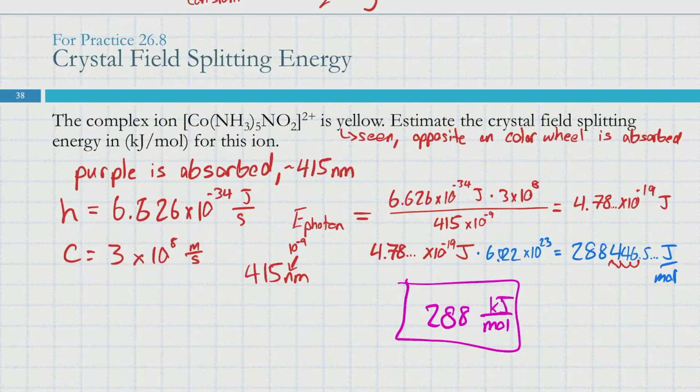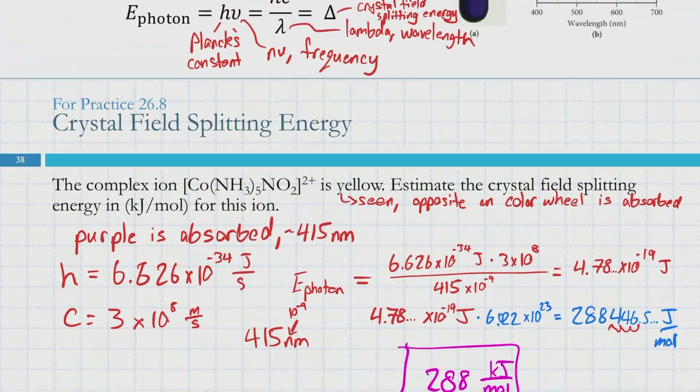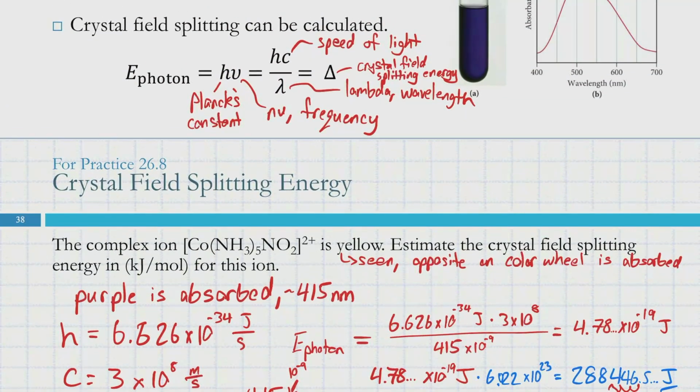Questions? Why does the 3 times 10 to the 8 go on top, not the bottom? The 3 times 10 to the 8 goes on the top because that's where it is in the equation.